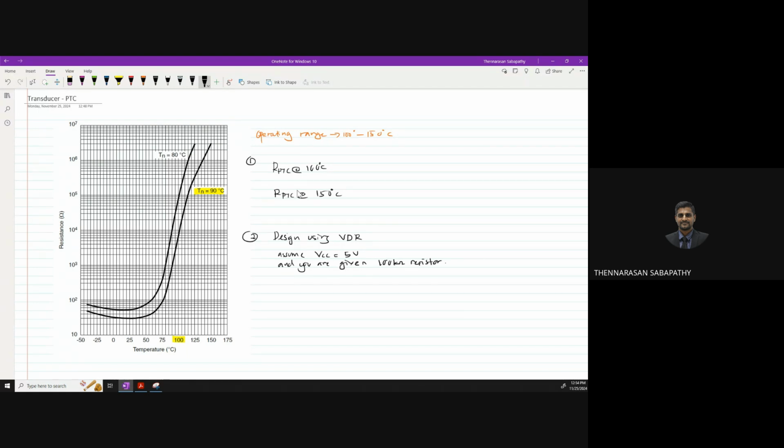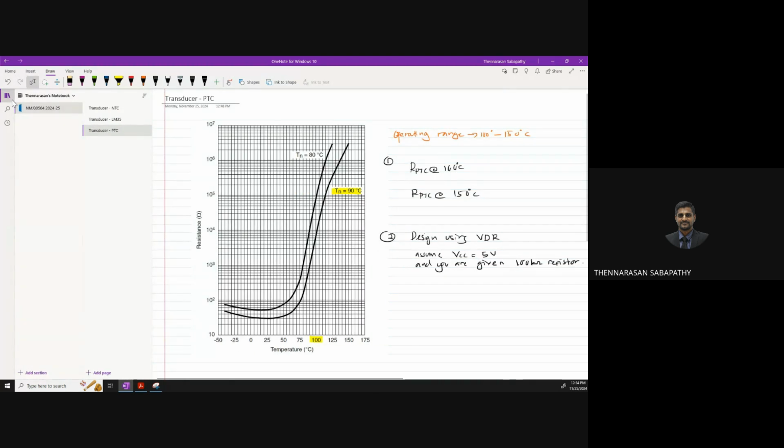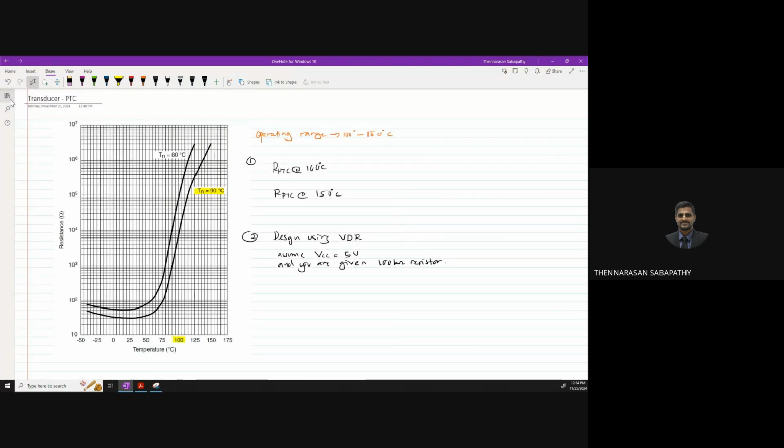Okay, so I believe that's all for today. We covered 3 temperature sensors. We have one more later, RTD. So next week I'll proceed with the RTD, and then I think it should be okay.